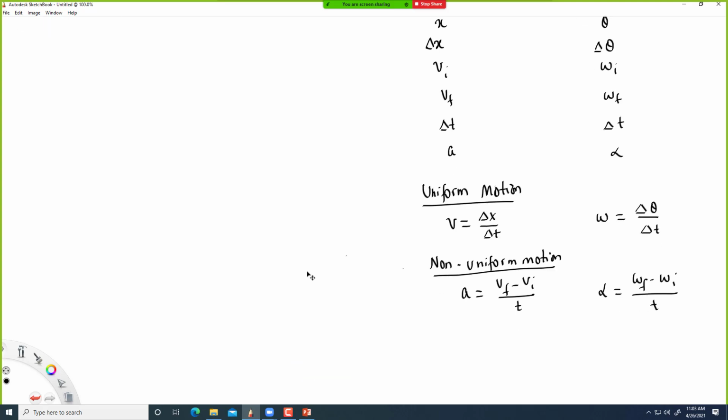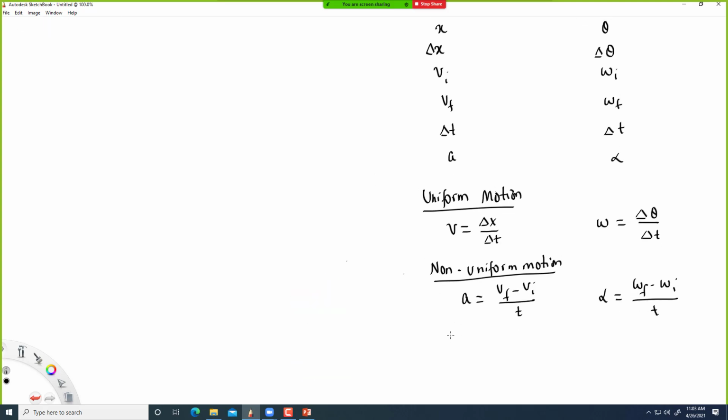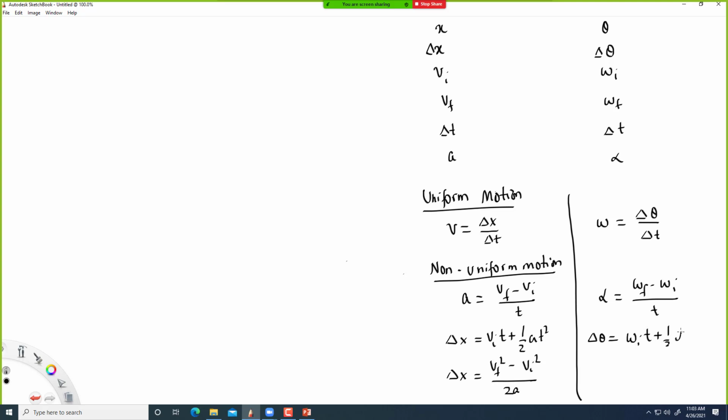And then delta x is equal to v initial t plus 1/2 a t squared. Delta x is equal to v final squared minus v initial squared over 2a. Okay? And you can write similar equations for rotational motion. For rotational motion, we have delta theta is equal to omega initial t plus 1/2 alpha t squared. Delta theta is equal to omega final squared minus omega initial squared over 2 alpha. So those are the equations we have now.